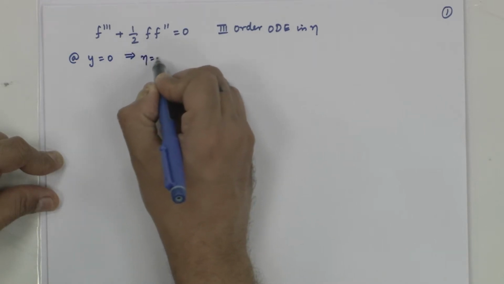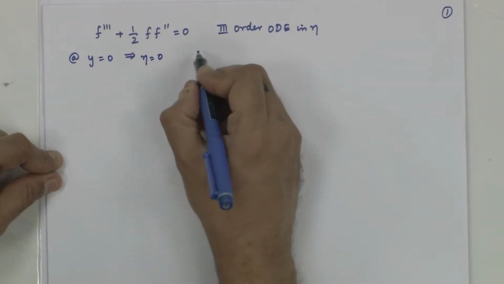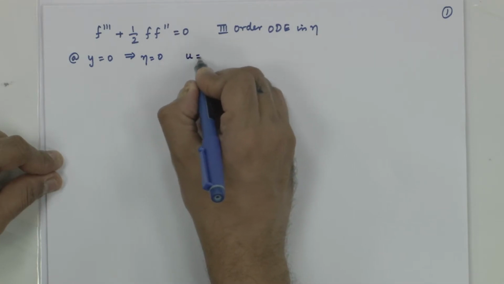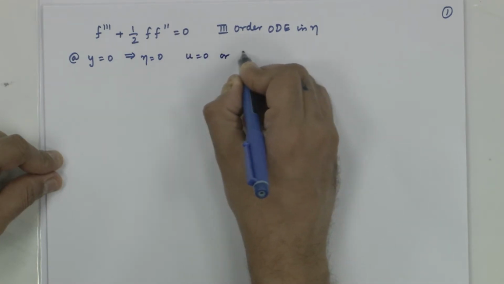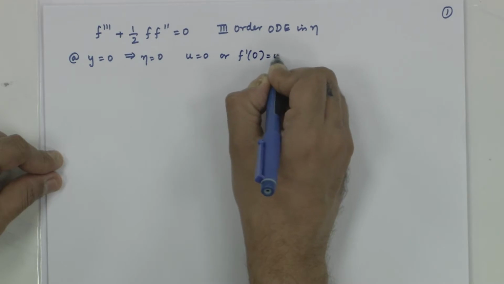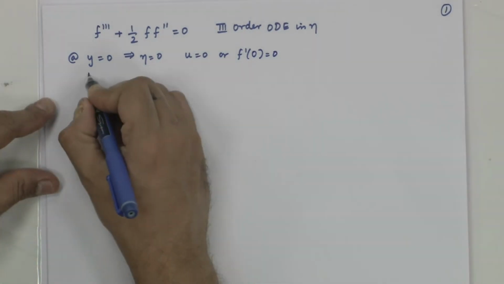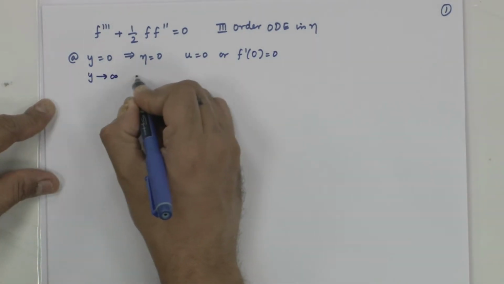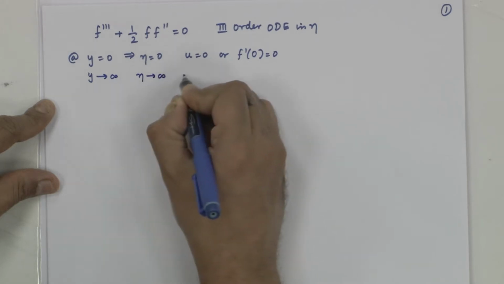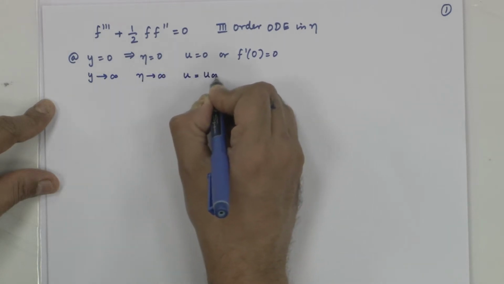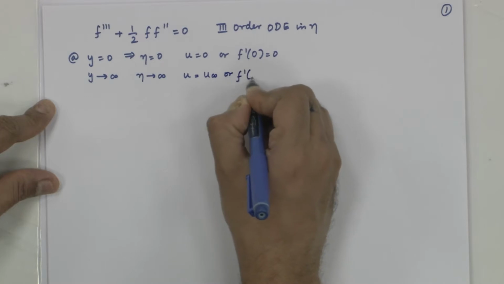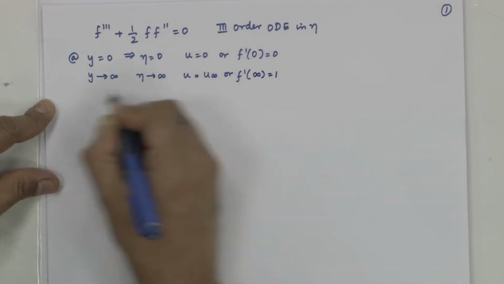y equal to 0 corresponds to eta equal to 0, where u is equal to 0, or f prime of 0 equal to 0. Then we said as y tends to infinity, that is eta tends to infinity, u is equal to u infinity, or f prime of infinity is 1.